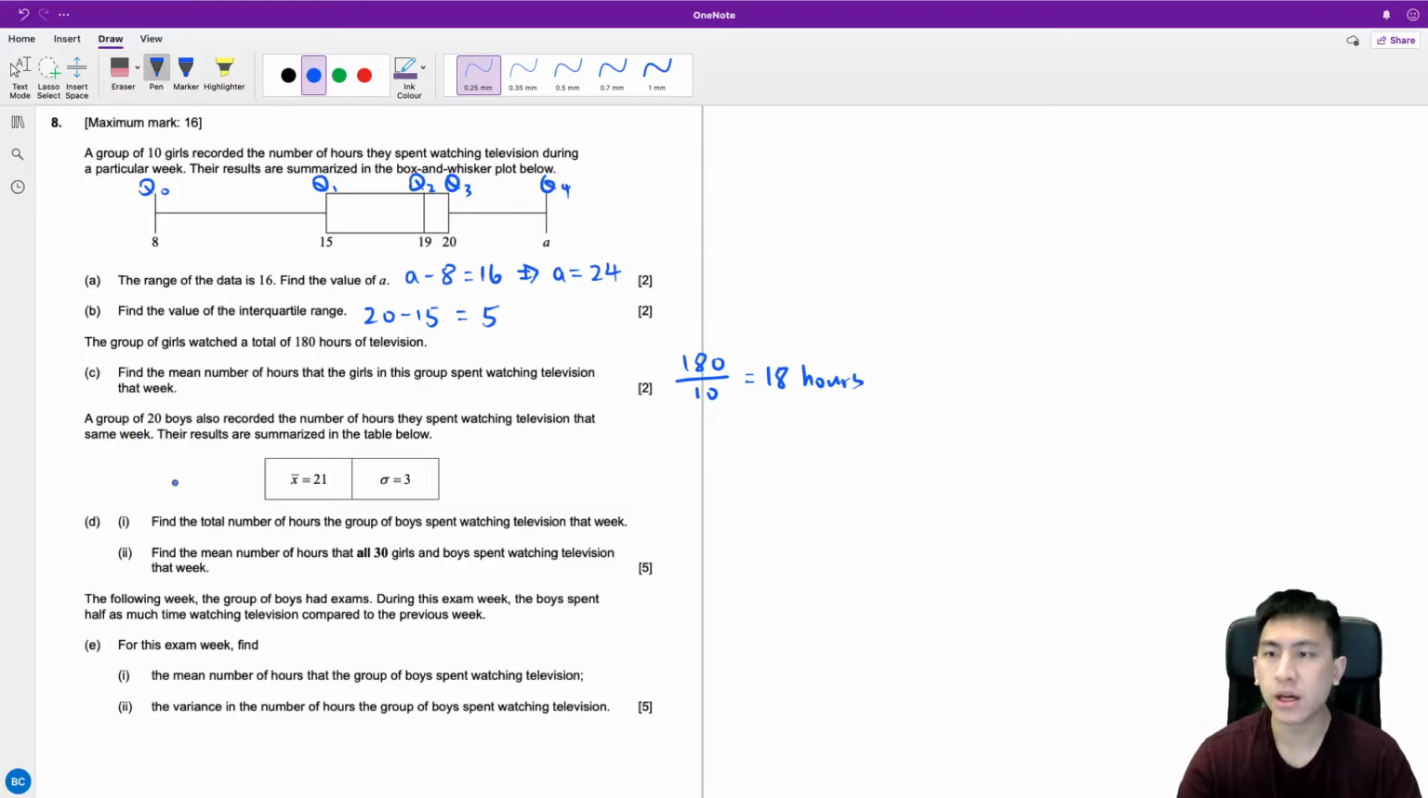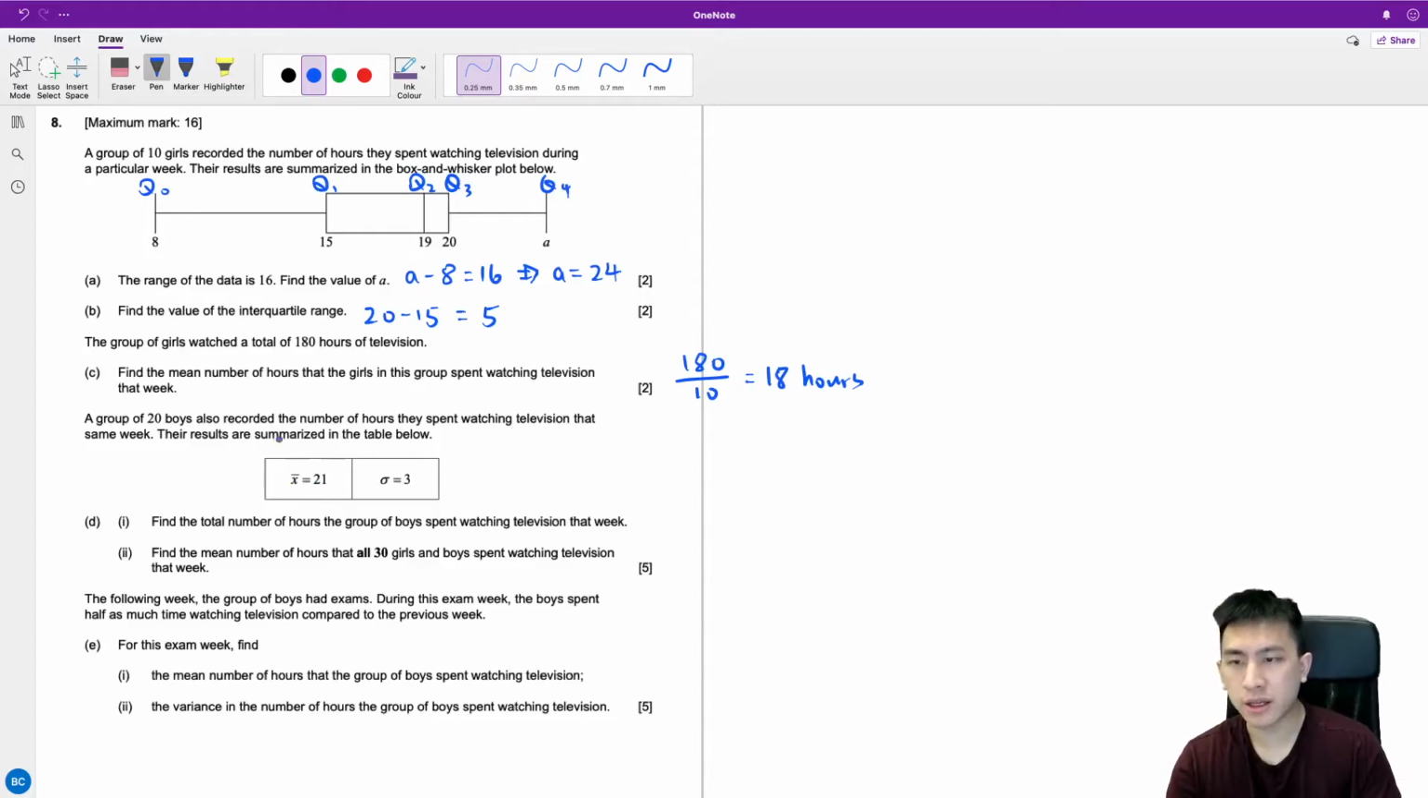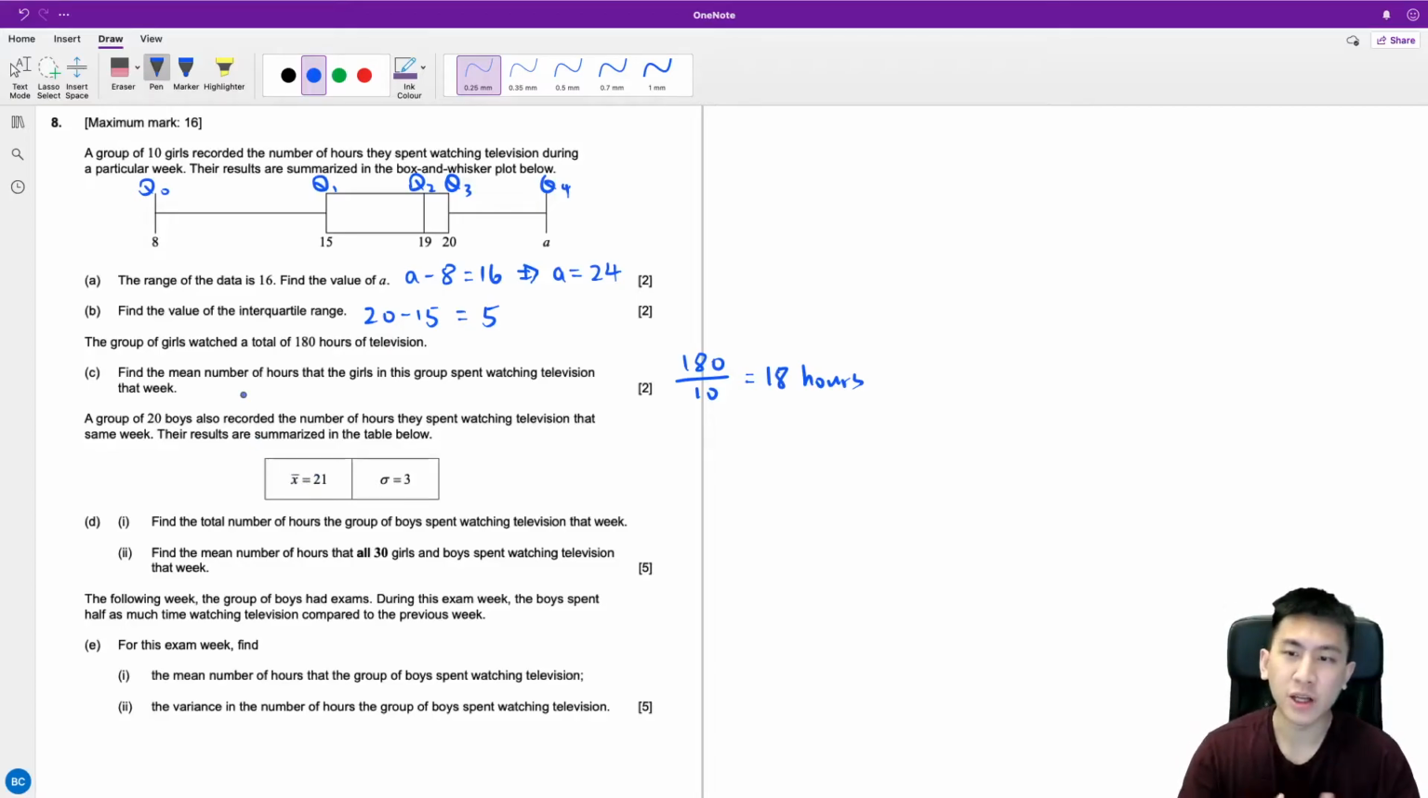Now, going on, you can see there's a little bit more because we introduce a group of 20 boys who also record the numbers, and the result is that. So that X bar tells you the mean, right? The mean equals 21. Technically, that tells you that, on average, each boy watches more television than the girls. However, the standard deviation is 3, which means the spread is quite big, but we'll see.